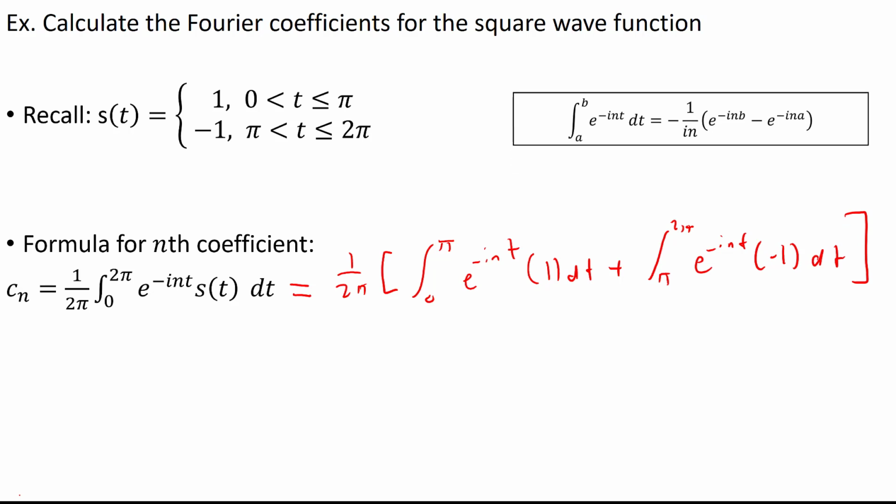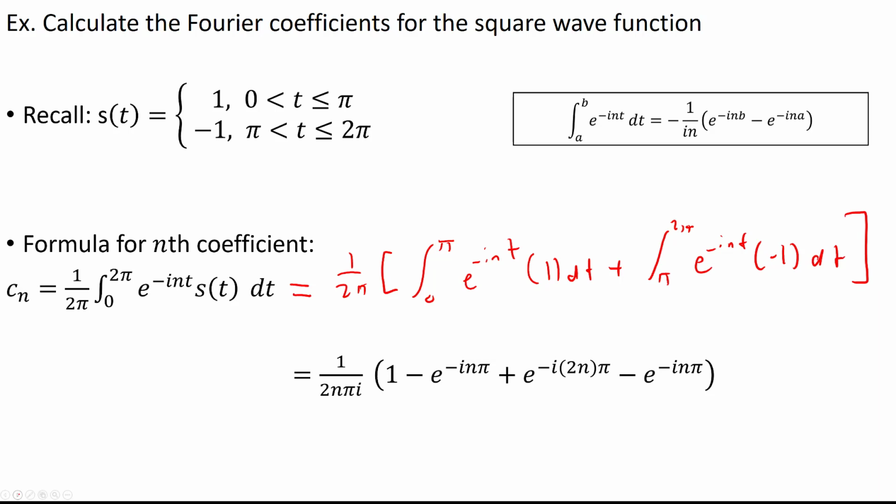If we now use the fact that the integral from a to b of e to the negative int is -1 over in times the difference of the exponentials evaluated at the endpoints, then after some simplifications, you can hopefully verify that all this simplifies to 1 over 2nπi times a term in parentheses which involves e to various exponents, most of which involve something times π. I would like you to pause here and make sure you can derive this formula for yourself.